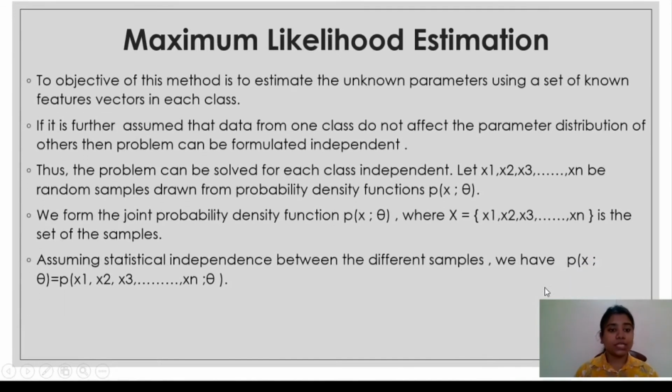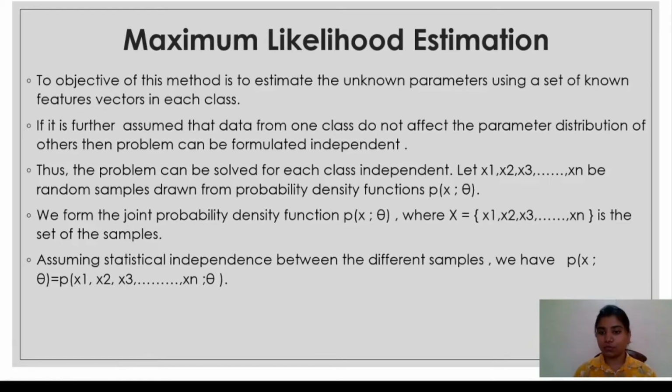Next, the objective of this method is to estimate the unknown parameters using a set of feature vectors in each class. It is further assumed that samples from one class do not affect the parameter distribution of others, so the problem can be formulated as independent. Thus, the problem can be solved for each class independently.